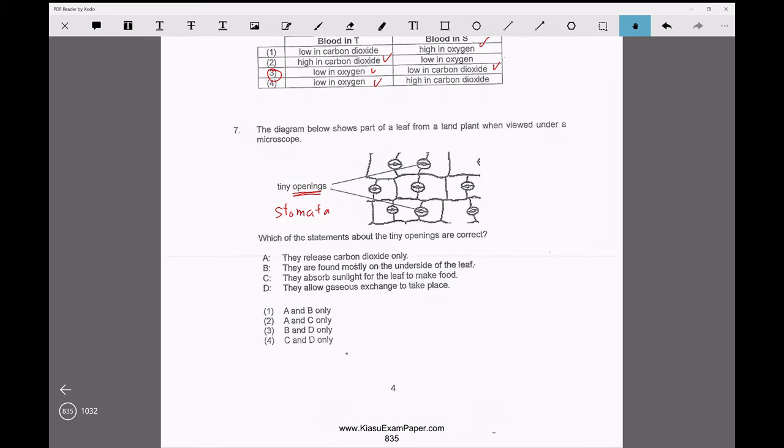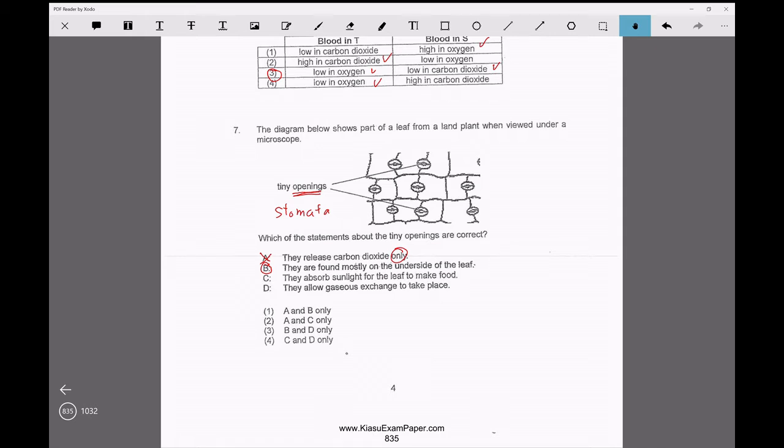The tiny openings also release oxygen during photosynthesis, so it's not only taking in. I don't know if you still remember this, I told you before. Plants are, evolutionary wise, very smart. They know that if they grow most of their stomata on top, the stomata will be facing the light directly, and it's very hot, so they will lose a lot of water. So they grow most of their stomata on the underside of the leaf, so that they will not be facing the sun directly, to lessen the water loss.